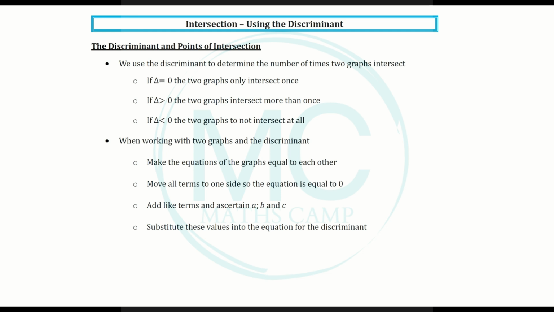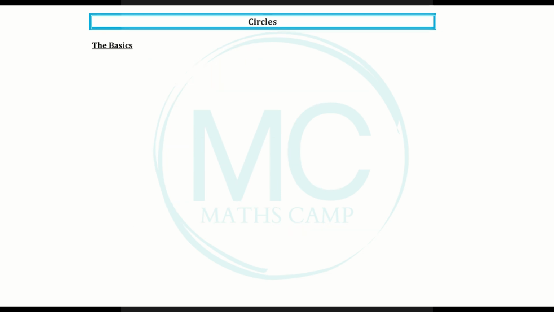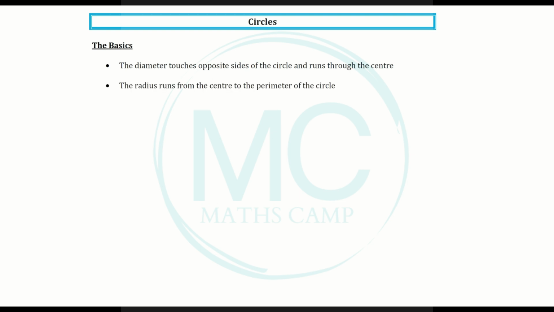Now I'd like to move on to circles. Let's start with the basics. The diameter touches opposite sides of the circle and always runs through the center. The radius runs from the center to the perimeter of a circle. A chord touches 2 points on the perimeter but does not run through the center. The diameter runs through the center. Any line that touches 2 points on the circumference but does not touch the center has to be a chord.